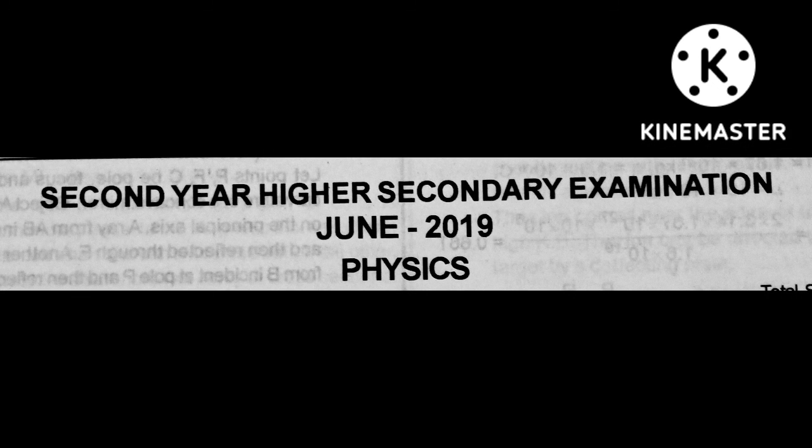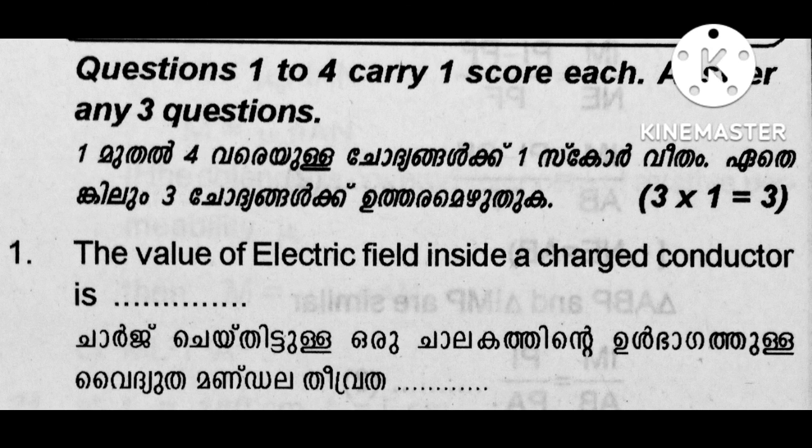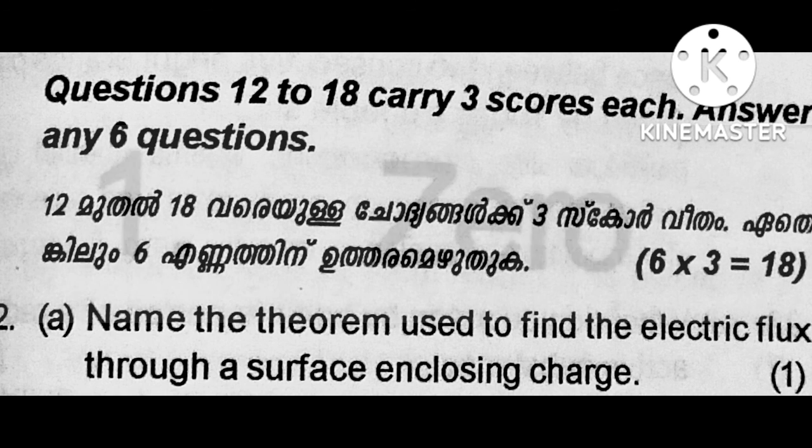Now we can move to the questions of June 2019. The first question is a 1 mark question. The question is, the value of electric field inside a charged conductor is dash. The answer is 0, because inside the shell the Gaussian surface does not enclose any charge. Next is a 3 mark question.